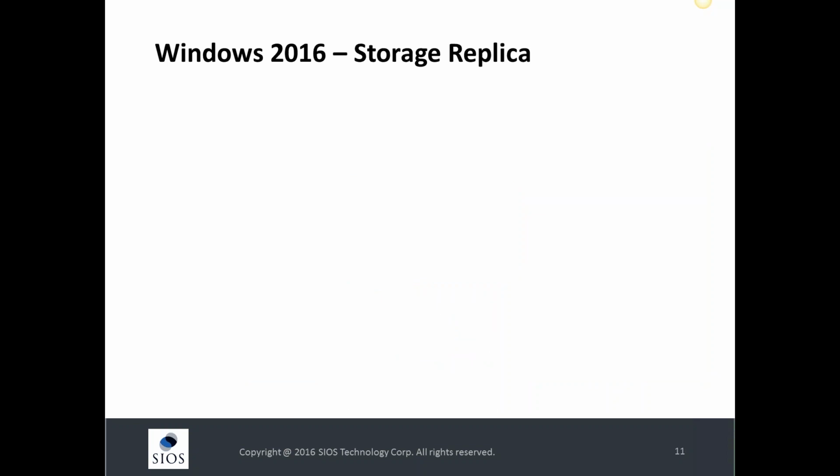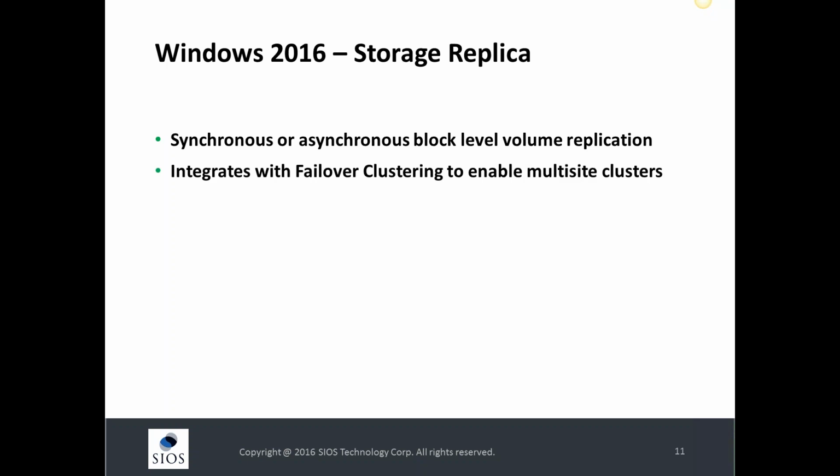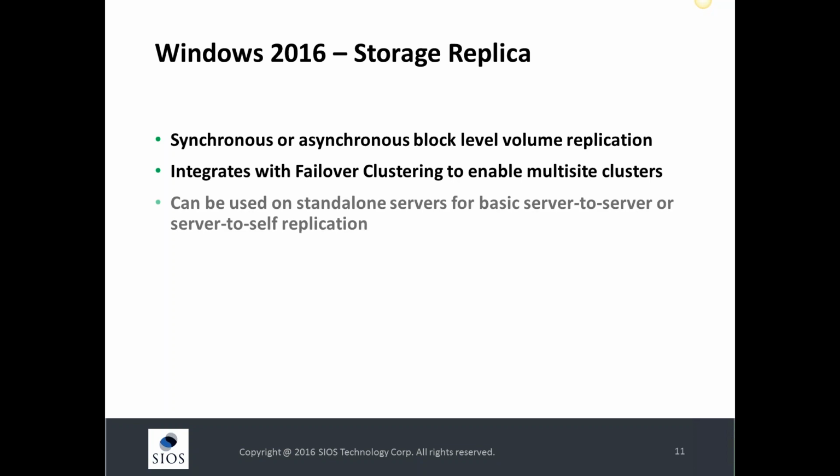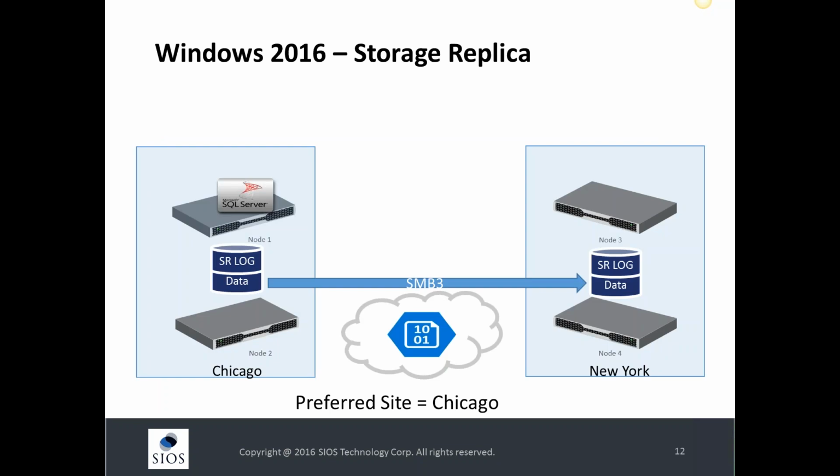All right, so the next feature we're going to talk about in Windows Server 2016 is something called Storage Replica. Storage Replica is simply a software-based synchronous or asynchronous block-level volume replication solution. It integrates with failover clustering to enable multi-site clusters. It can also be used on standalone servers for basic server-to-server or server-to-self replication. One of its limitations is that it only has a single target, so you can only replicate to one target. So here are some pictures of how Storage Replica can work.